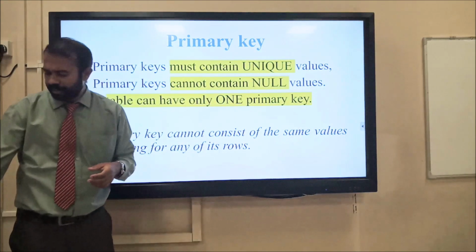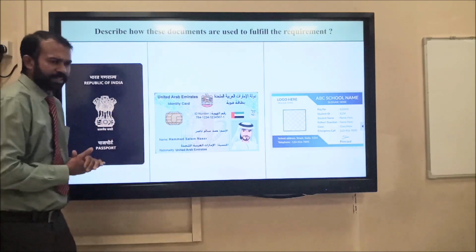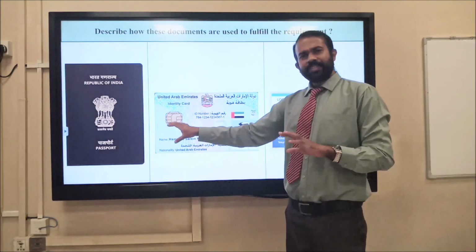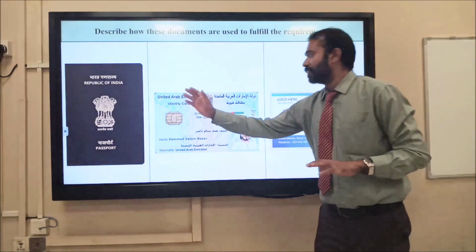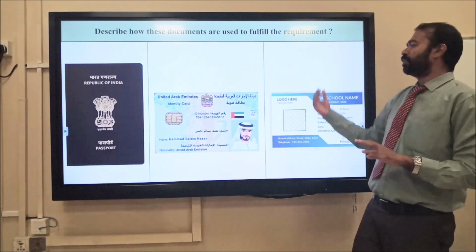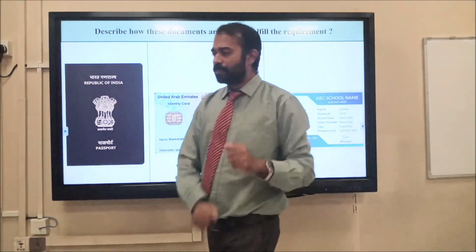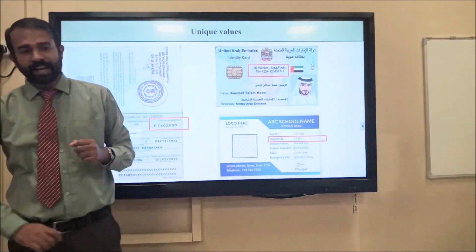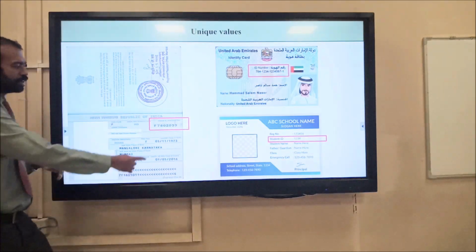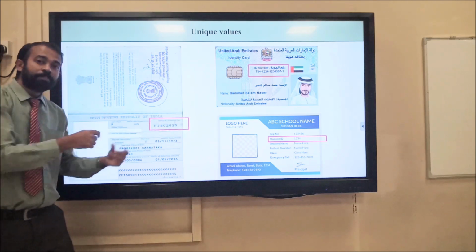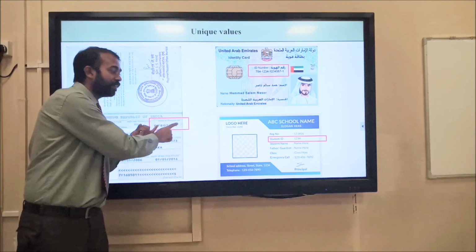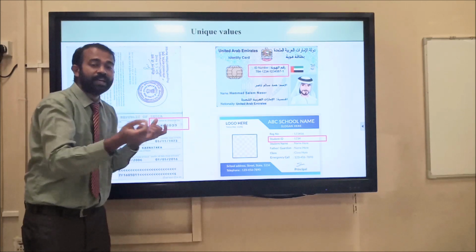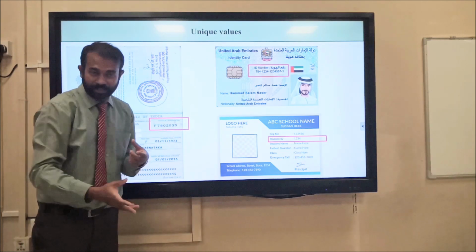Now back to our example, we discussed about three of these documents, right? So what are the unique features of these three individual ID cards? First one is the passport, second one is the Emirates ID, third one is the school ID. If we are observing these documents, you can see that in the case of a passport, you will be having a unique passport number. You only have a number for your passport. That number is not repeating for someone else.